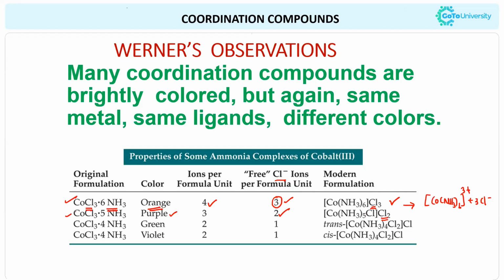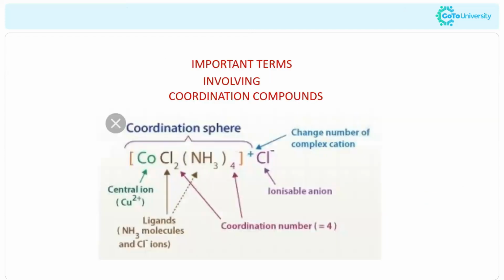Okay, so that's how we find out the formulation using this. We can find out how many chlorine atoms are undergoing dissociation. So we can calculate how many ions are present inside the coordination sphere and how many are present outside. Okay, so this is the thing regarding Werner's theory.